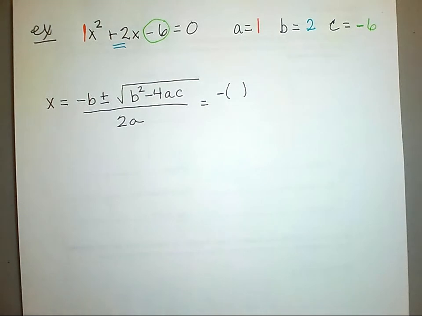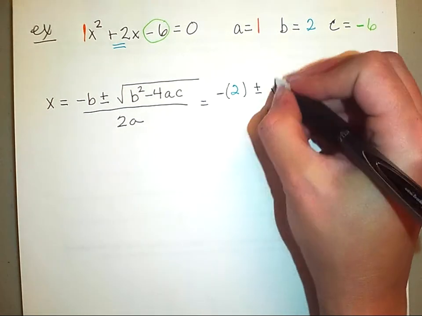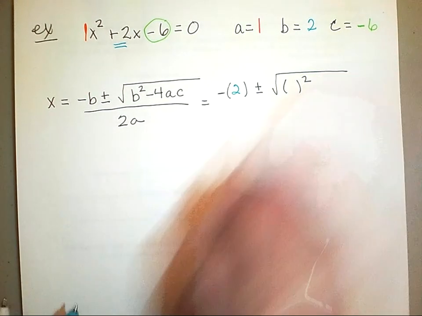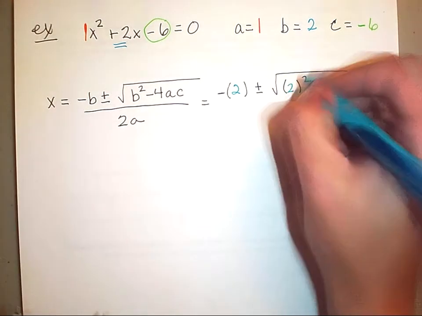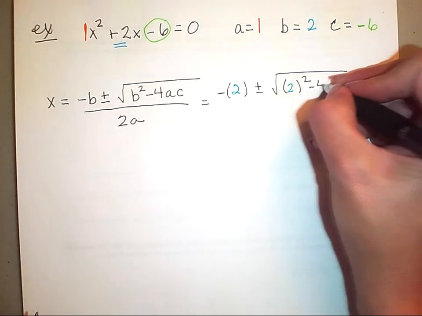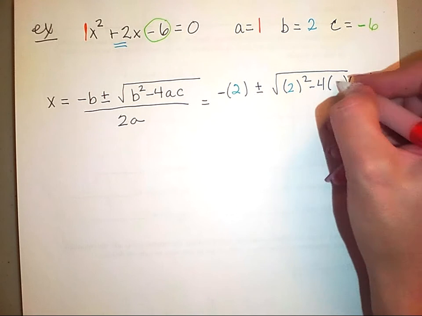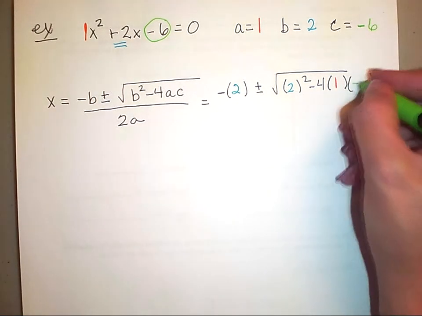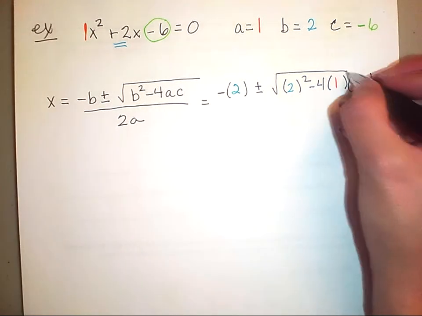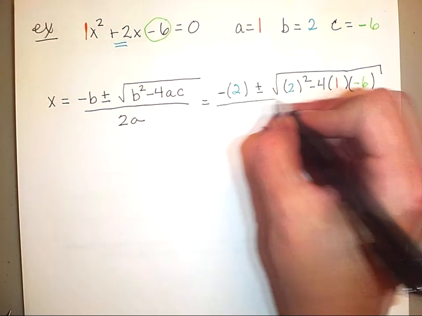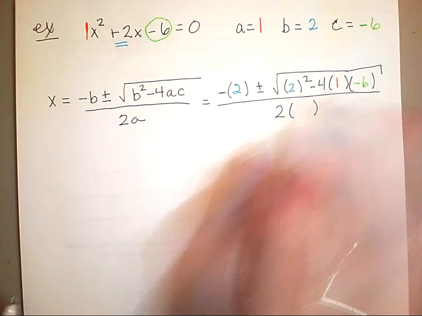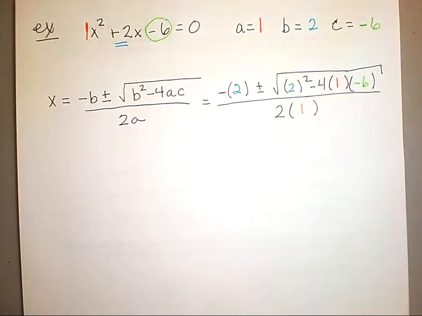We have a negative from the formula, and b is 2. Then, plus or minus the square root of b squared, and b is 2, minus 4 times a times c. So a is 1, and c is negative 6. Let's make sure this goes all the way over it. And then we divide that entire thing by 2 times a, which is 1. Okay, so that's the proper substitution.